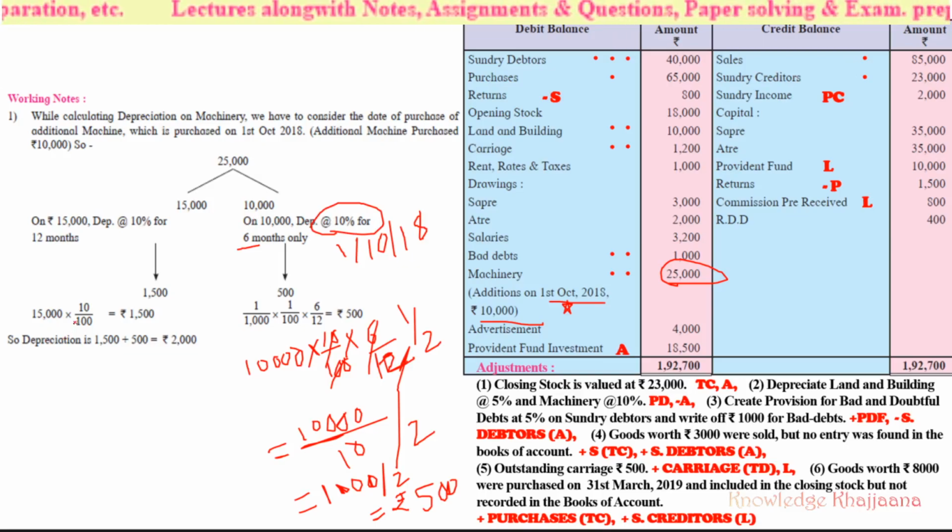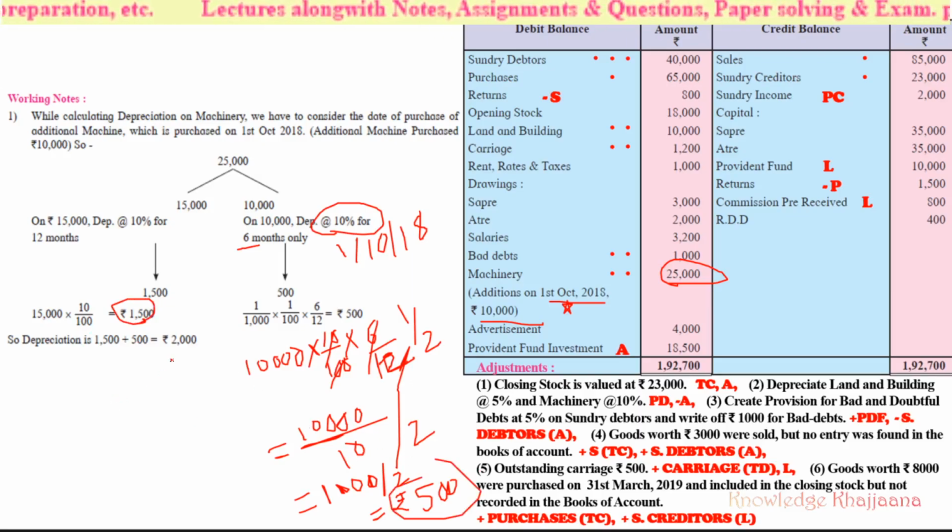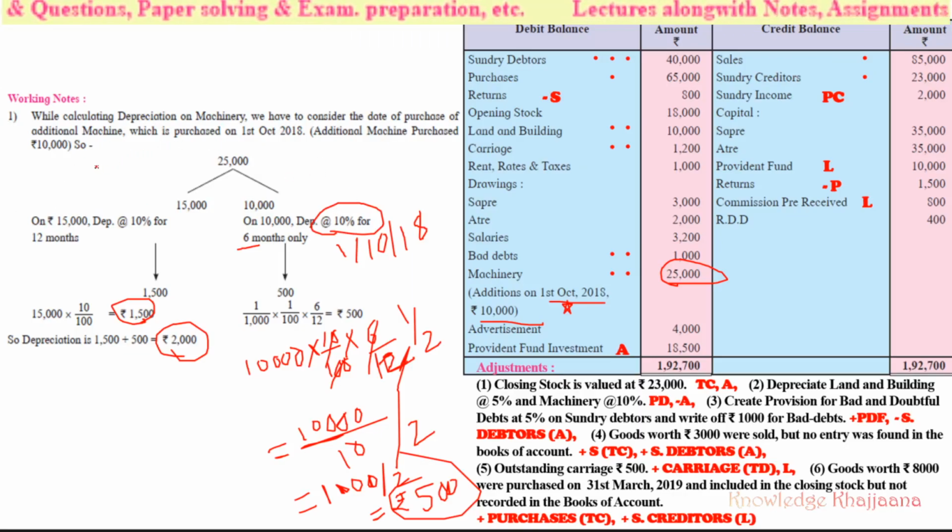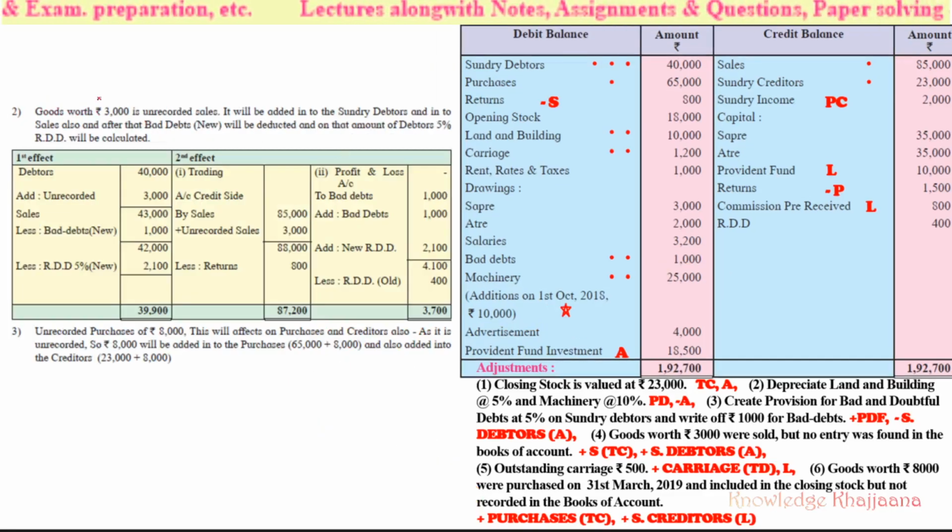For 15,000 into 10%, that is 1,500. So this 1,000 plus this 500, so the total depreciation is rupees 2,000. Okay. This working note you have to write. If this is the working note number 1, then you have to write it in the profit and loss account, where the calculations of the depreciation has been shown, also in the balance sheet asset side of the machinery. See, these are the calculations shown for the different things.